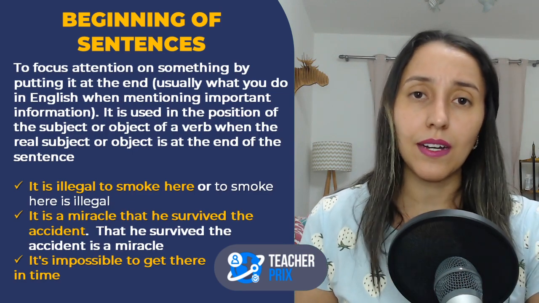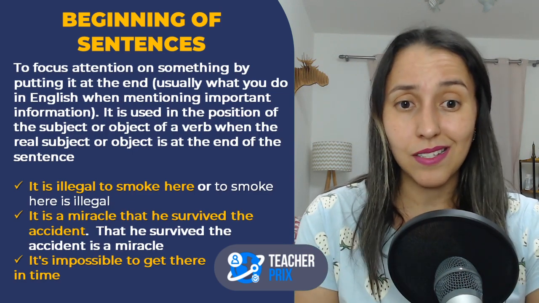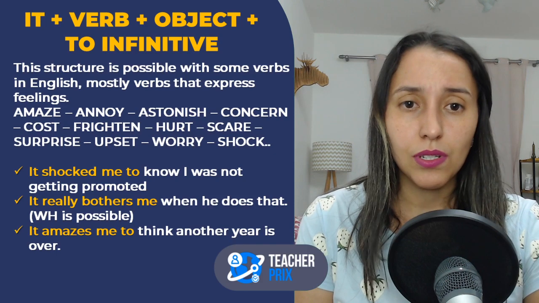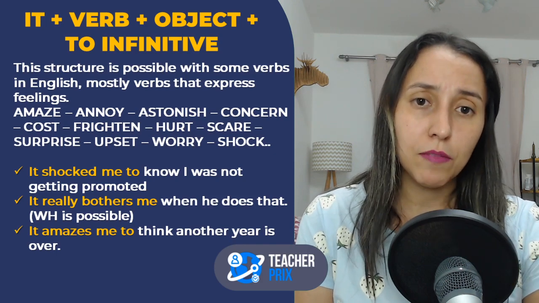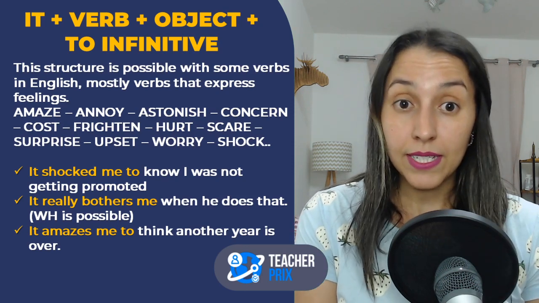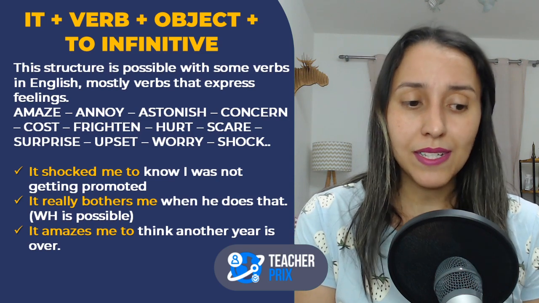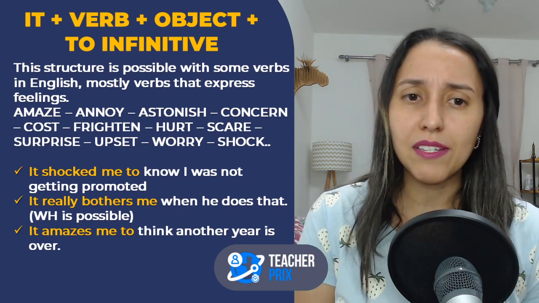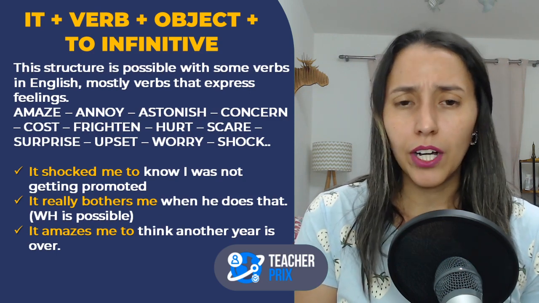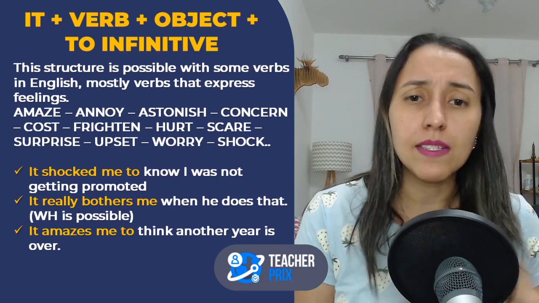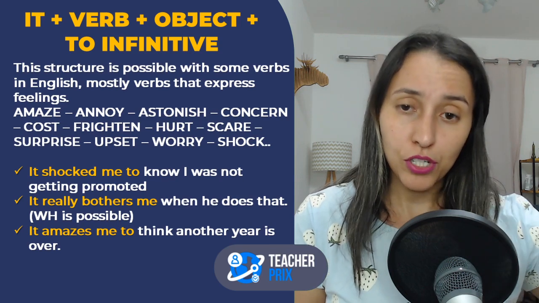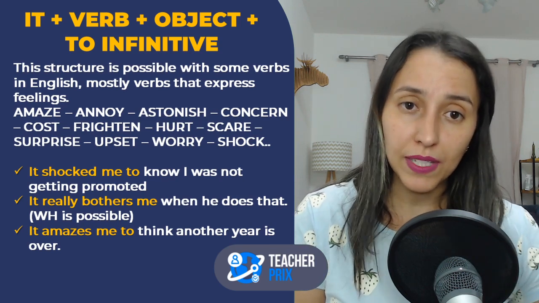I could invert and start with the verb that in this case is the subject of my sentence. Okay, now I will also use it plus verb plus object plus infinitive. It seems like a lot, but it's not. I will have it, then I will have a verb. These verbs are very specific, okay? Usually verbs that describe feelings such as annoy, worry, hurt, my feelings, you hurt my feelings, scare, surprise, upset, okay? So this structure is very common with verbs that express feelings.